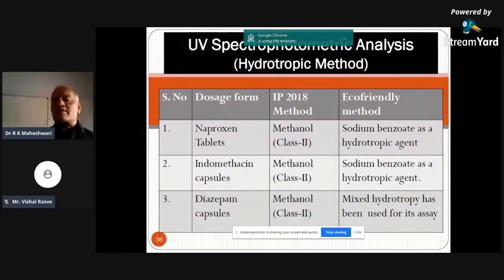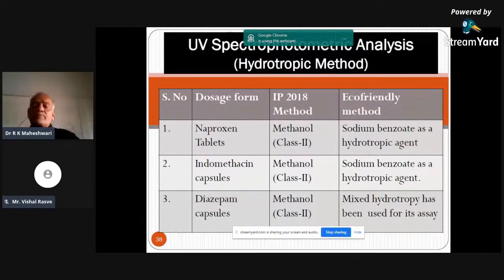So sodium benzoate has been used here. Indomethacin capsule, sodium benzoate has been used in place of methanol. Diazepam capsule, methanol has been replaced by mixed hydrotropic. Paper has been published here also. And of course, a few more examples which are not given in this slide.